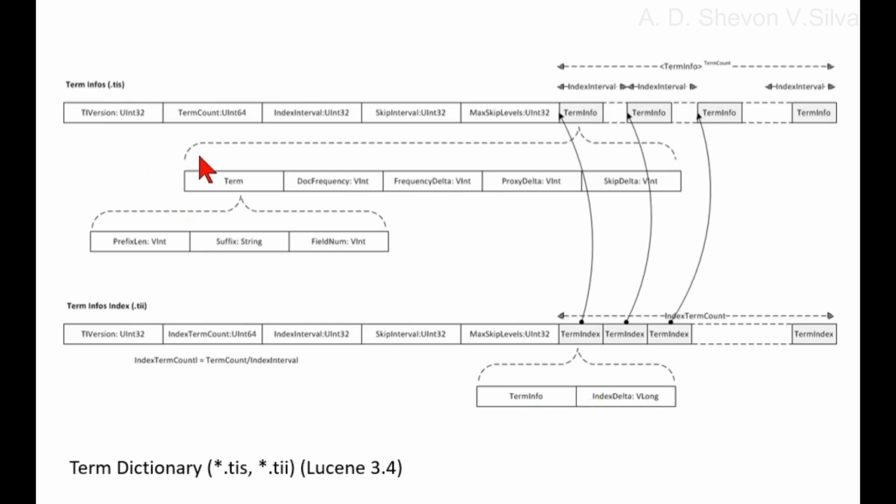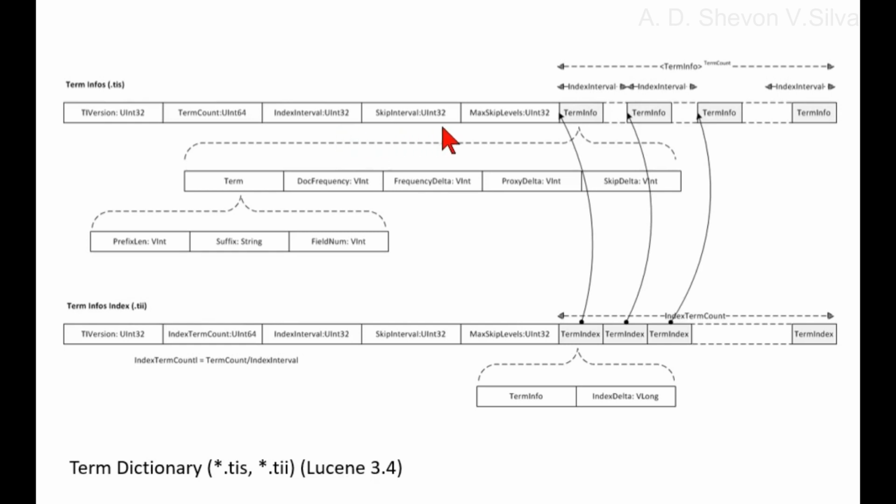Index interval. In order to accelerate the searching of a term, Lucene uses a multi-level skip list. The index interval is the interval at which the terms are saved in the .tii file. For example, assuming index interval equals 4, the dictionary index TII file will save the 4th, 8th, 12th term, which can speed up the dictionary lookup in TIS.